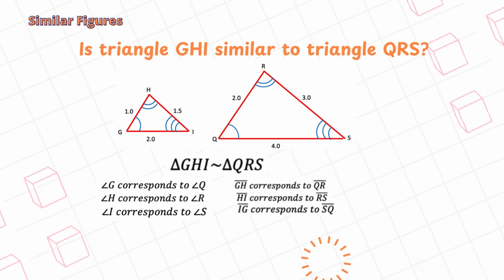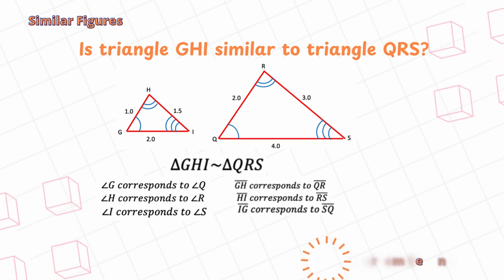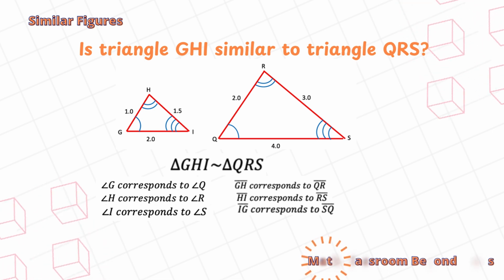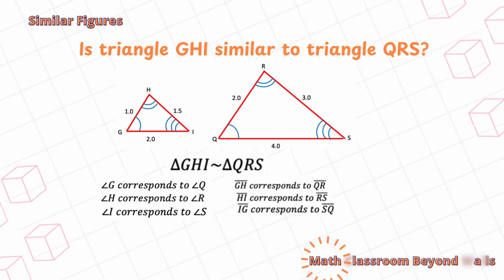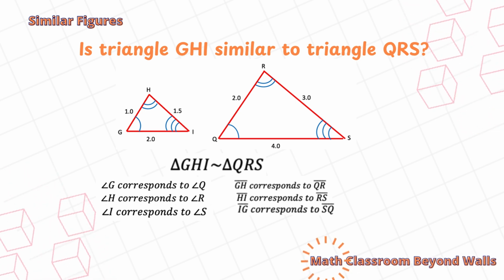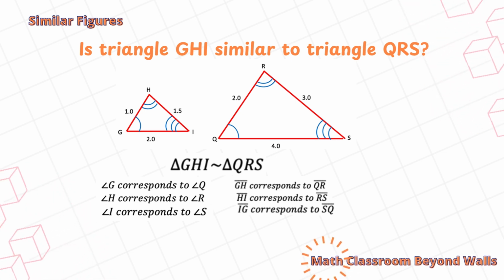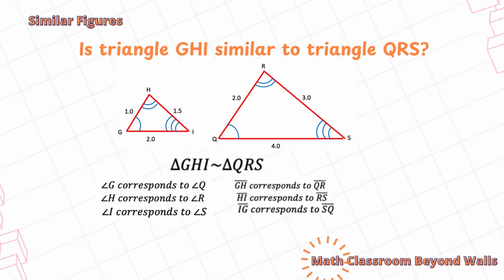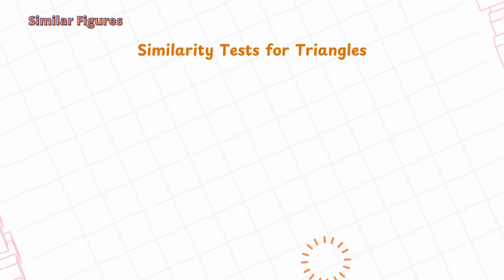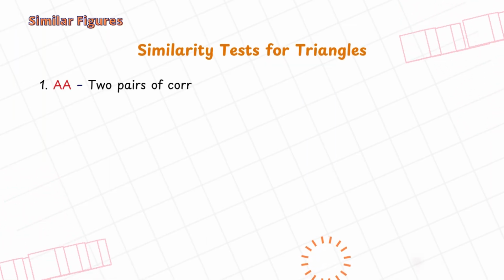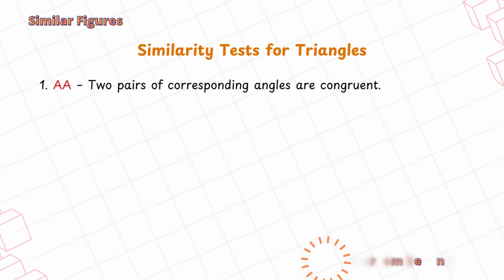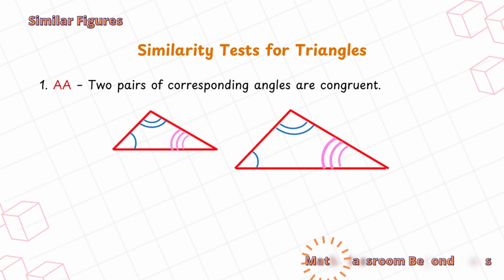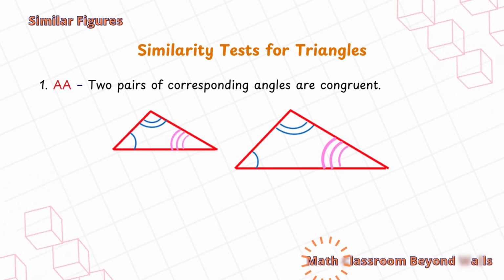There is good news, learners. When testing for similarity in triangles, we do not have to test all three corresponding angles and all three corresponding sides to test for similarity. The following combinations is enough to conclude that two triangles are similar or not. First, AA. That is, two pairs of corresponding angles are congruent. This follows that the third angle pair is also congruent.